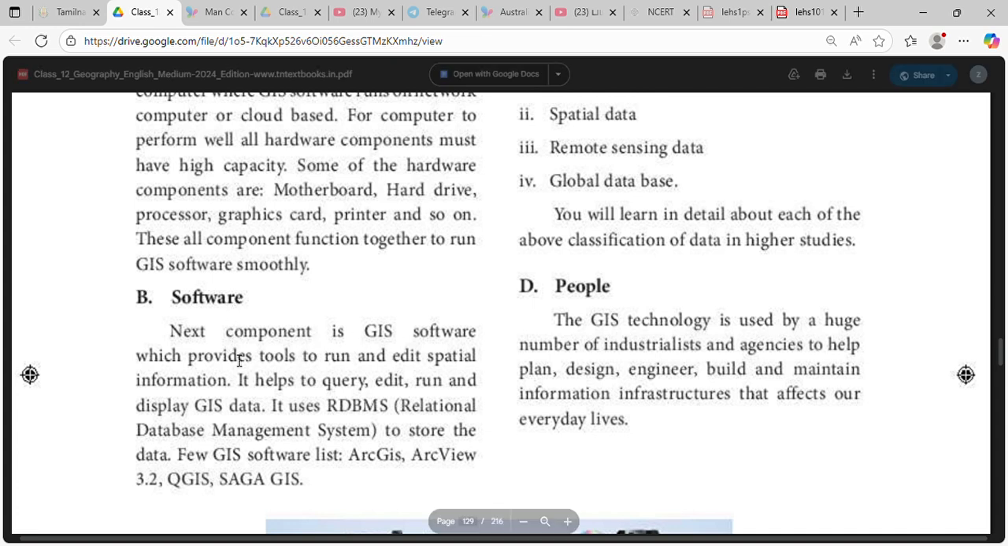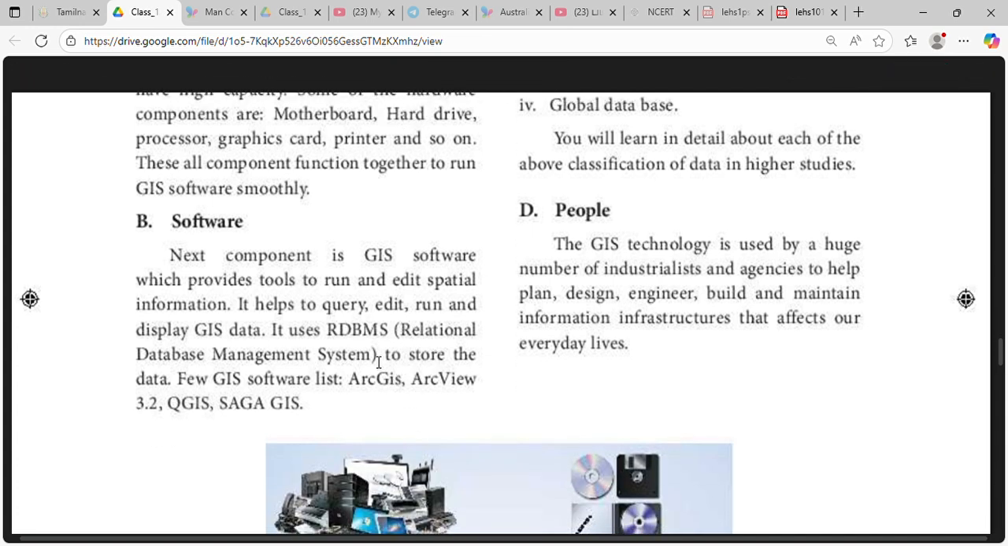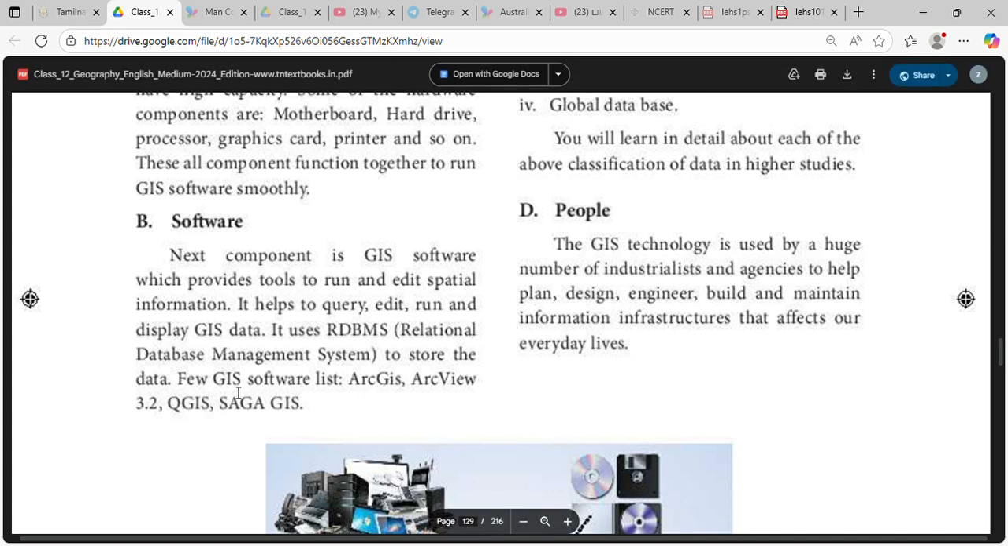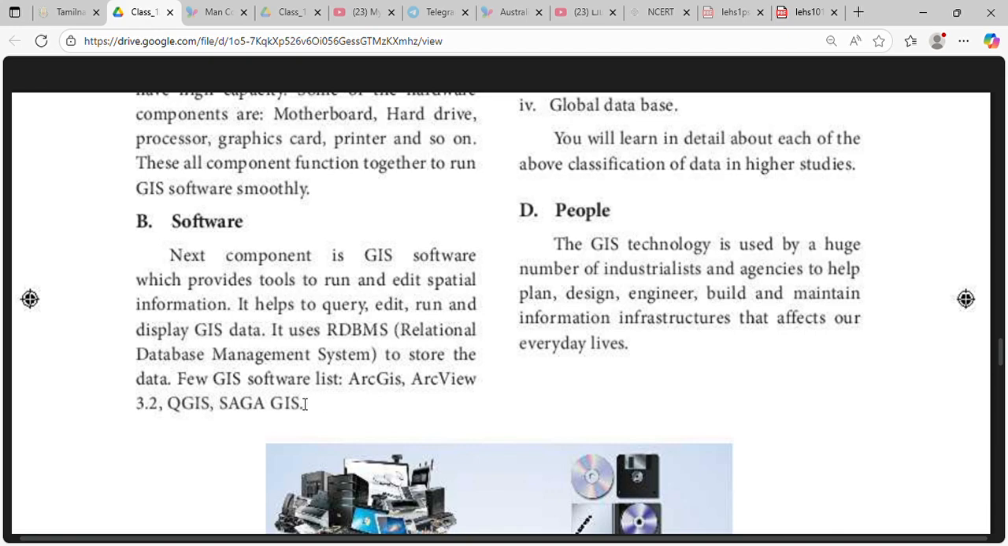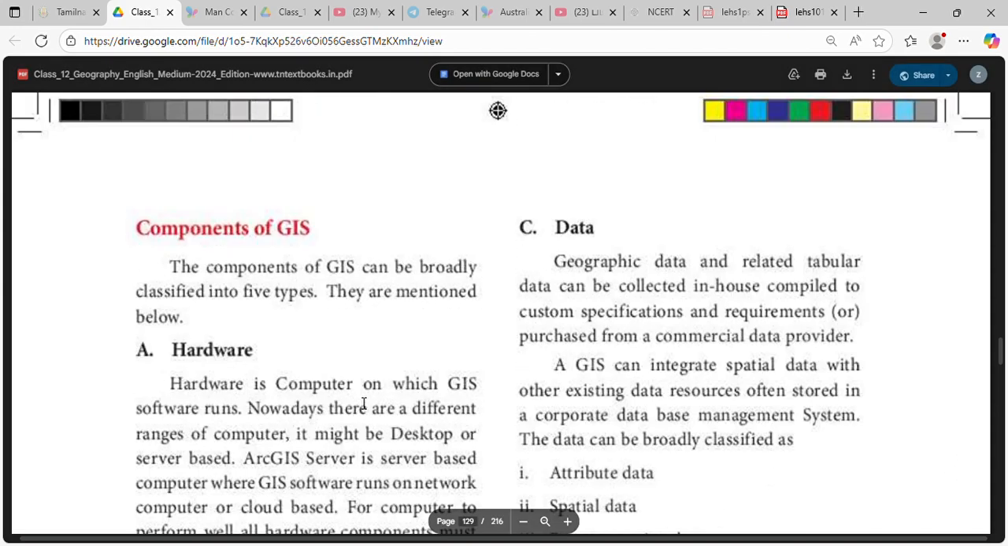The next component is GIS software, which provides tools to run and edit spatial information. It helps to query, edit, run, and display GIS data. It uses an RDBMS, a relational database management system, to store the data. A few GIS software are ArcGIS, ArcView, QGIS, Saga GIS.